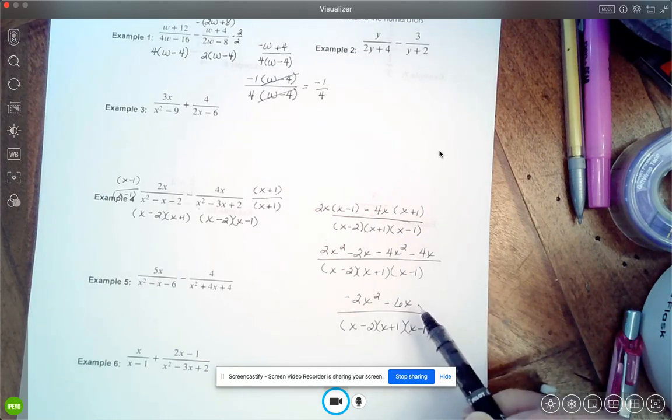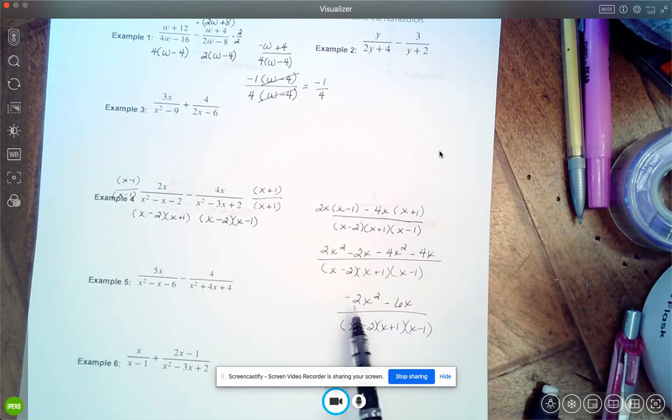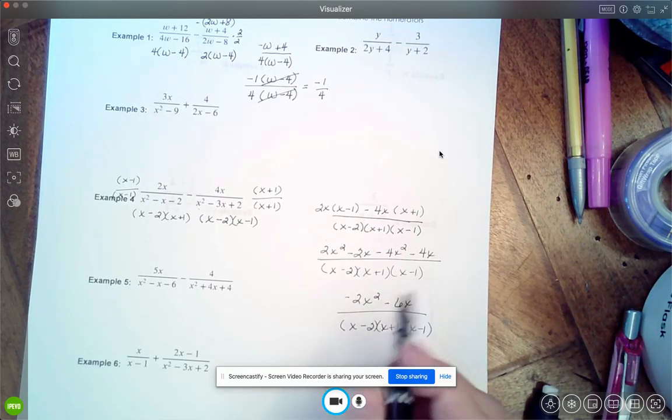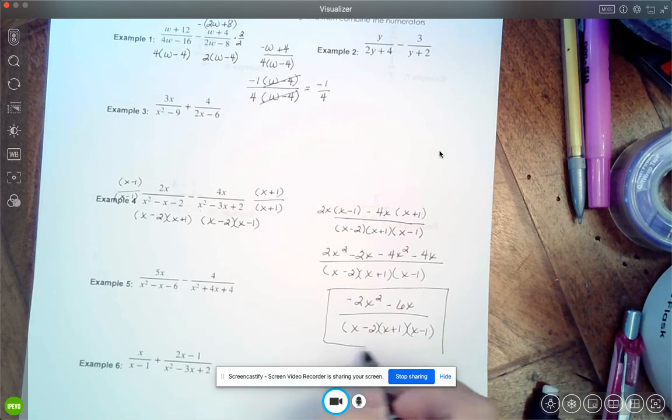Now, I can sometimes factor the numerator and cancel something out. But if I factor that, I can see that I'm not going to be able to cancel anything out. I could factor out a 2x and a negative 2x, but I'm going to be left with an x plus 3. So that's not going to help me at all. Here is my final answer.